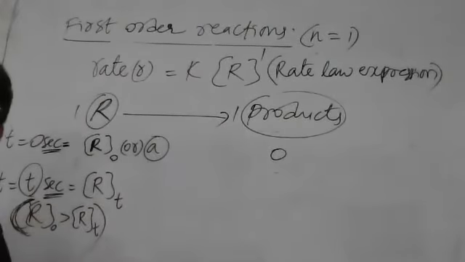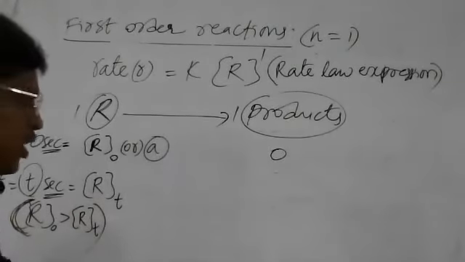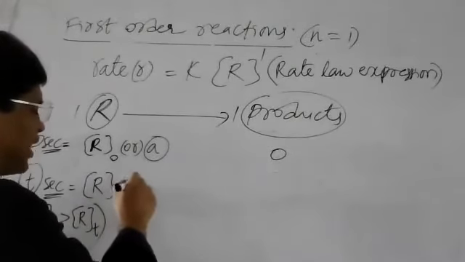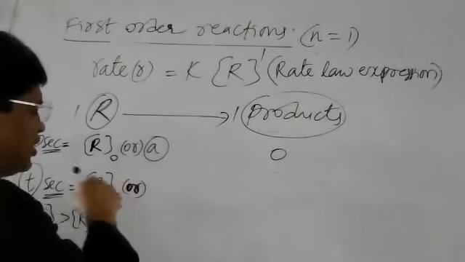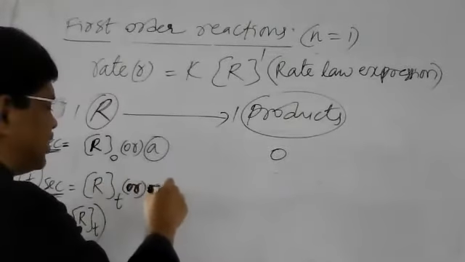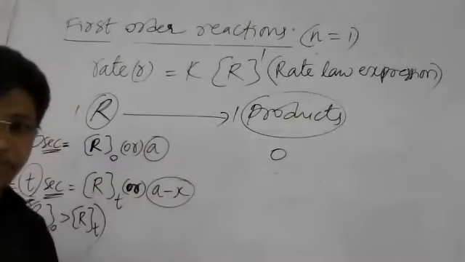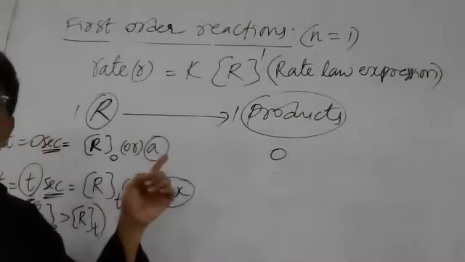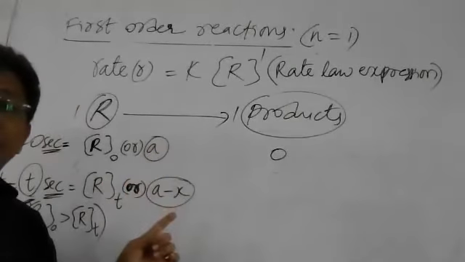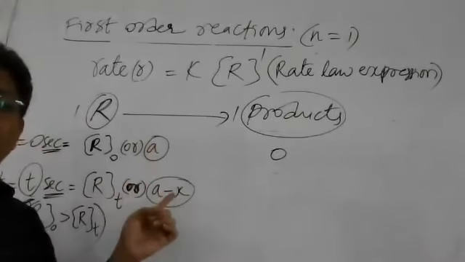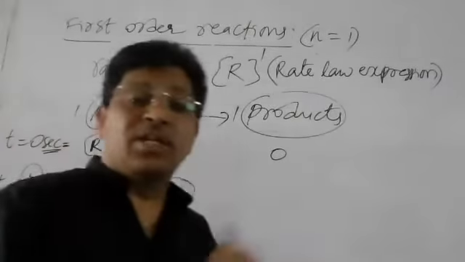That is the concept to understand. Now how to mention this? After t seconds time, whatever the leftover concentration is taken as a minus x. Initial concentration we have taken as small a, then the leftover concentration of reactant is a minus x. Means from a, how much has disappeared? How much decomposed?